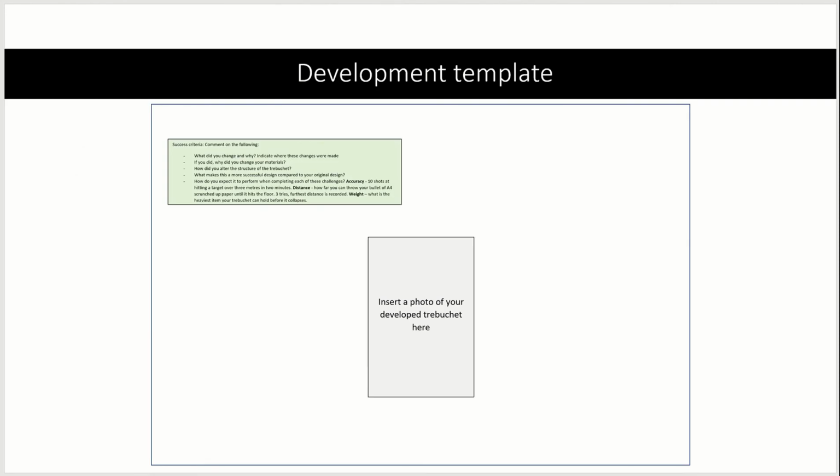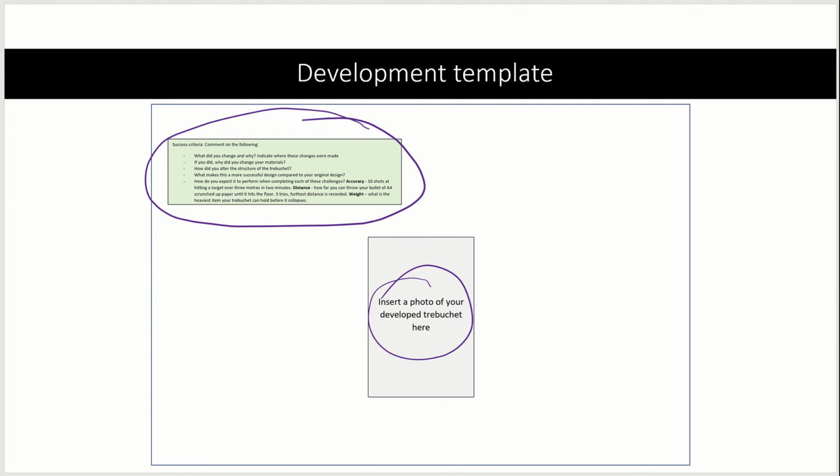What we're asking from you in terms of your homework is your photo right in the middle of this page, so we can see what your product now looks like. And then before you do anything else, make sure you read through the success criteria, and this is what we'll be using to assess you against. So it says, what did you change and why? Indicate where these changes were made. Now, the easiest way to do this is obviously a bit like a spider diagram. You can just draw simple lines from your product and highlight exactly where the changes were made, and then you can tell us why they were made and what impact that actually had on your product.